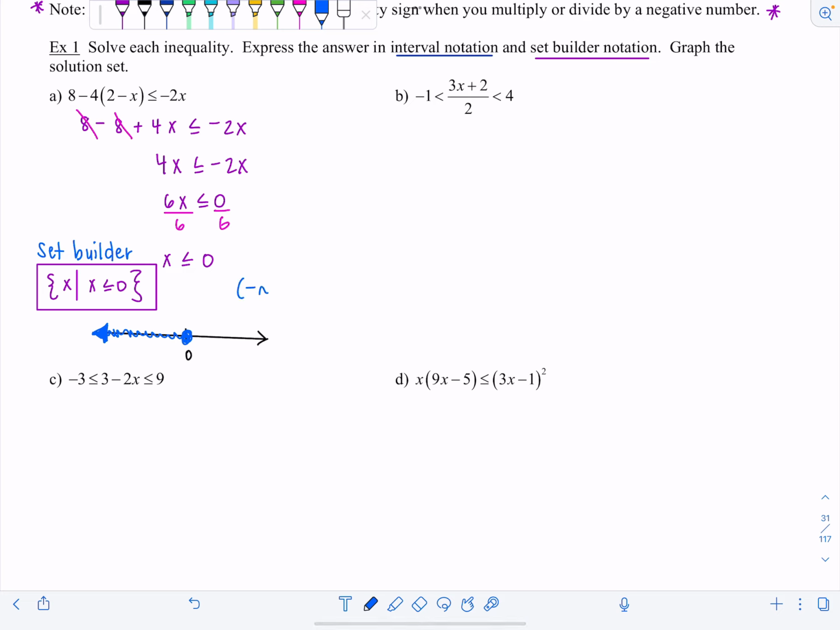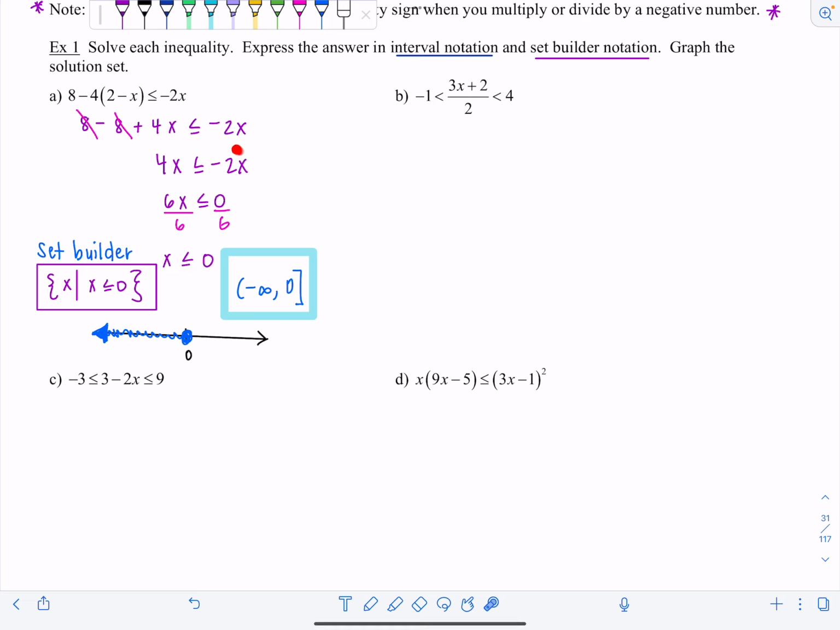So remember, we always put parentheses on positive or negative infinity. And then go to the right. What's the largest value in our solution set? It's 0. And since there's a closed circle, I'm going to put a bracket. And that's my answer in interval notation. So your brain should work on getting fluent in reading all three versions of the answer: the set builder notation, the graph, or the interval notation, and understand that they're all the same. Okay?